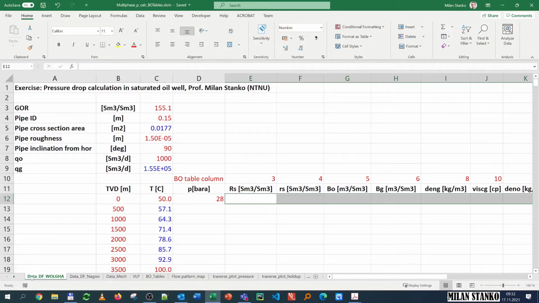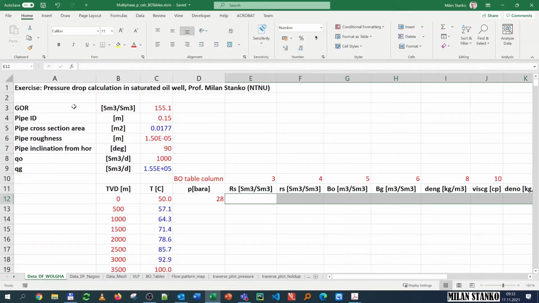So we are going to work on this sheet called Data DF Volga. We're going to be making our calculations using different models. So DF stands for drift flux, and Volga is the slip correlation we mentioned earlier. That is by Semayat and Gashar, and then the slip correlation by Nagu, and lately we're going to use a mechanistic model.